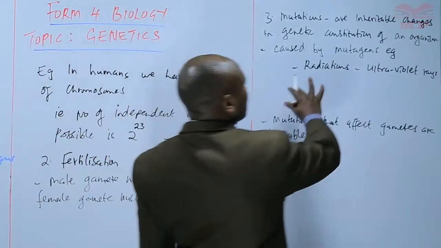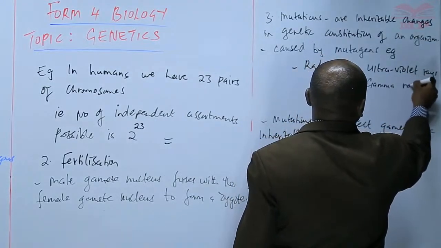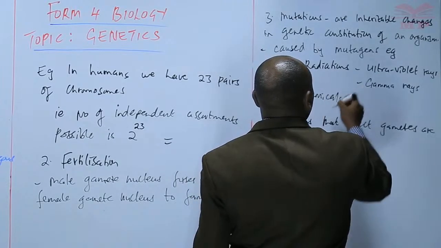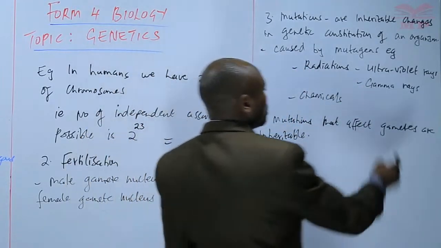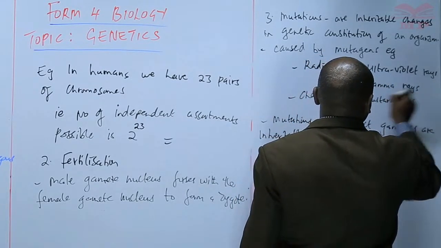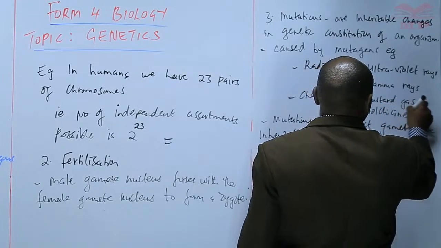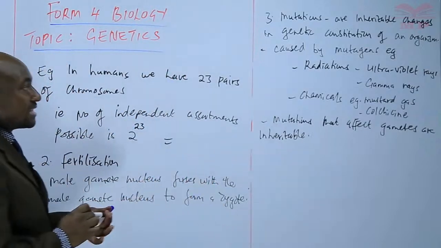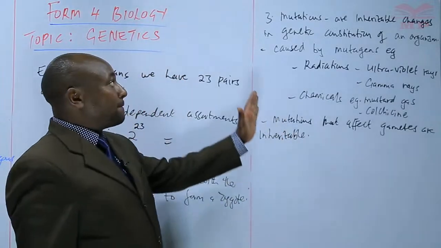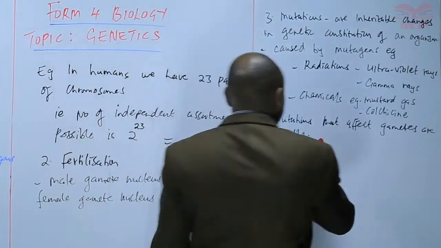So we are saying that mutagens include radiations, even gamma radiations, gamma rays. We even have chemicals, chemical mutagens, all these that cause mutations. E.g., we have what we call the mustard gas, and colchicine. So those are some of the chemicals that may cause the inheritable changes in genetic constitution, what we are calling mutations to happen. So we are going to stop there and have an assignment.